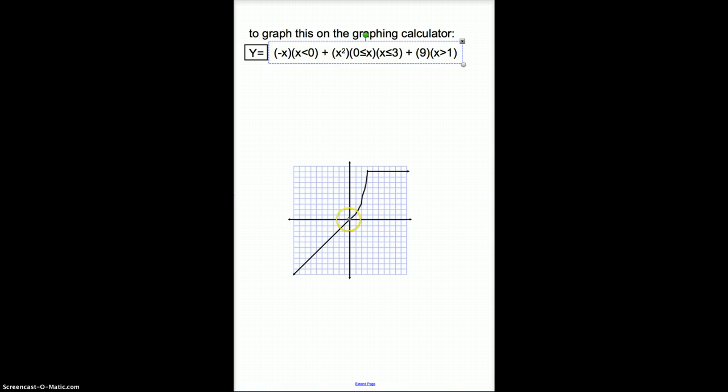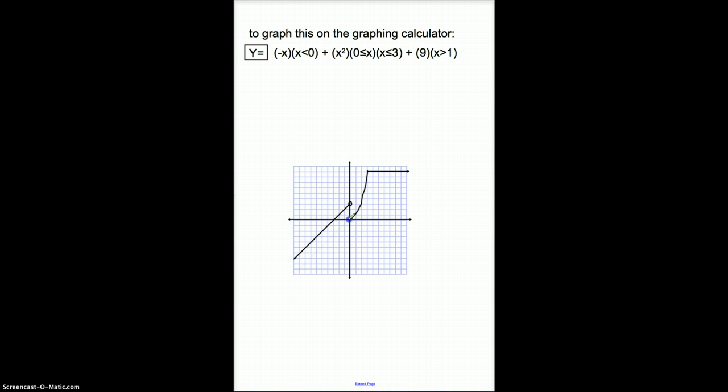Notice that open circle we had here got filled in by the x squared part, and this open circle we had here got filled in by the x squared part. Now if those two ends hadn't matched up, we would still have an open circle. Maybe this piece would have been up here with an open circle on it.